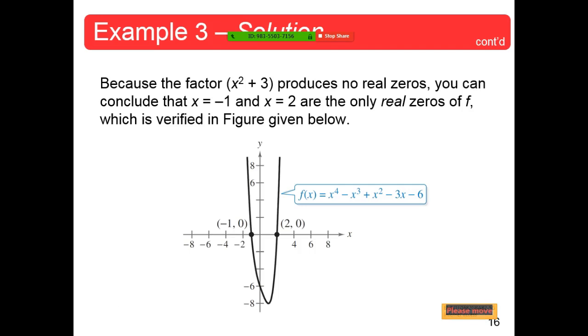Now, understand this too. Let's go back. What if this factor would have been an x squared minus 3? Okay? That can't be factored in the rational number system, but it can be factored in the real number system.